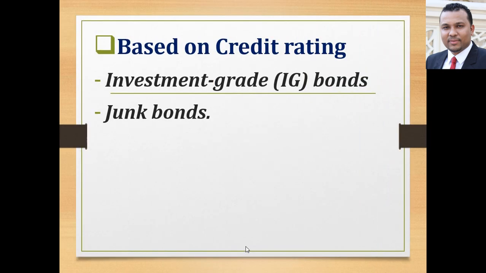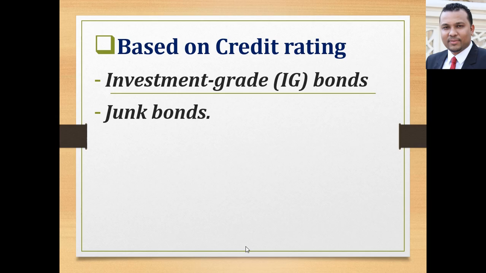The last category of international bonds is credit rating bonds. Mainly, we talk about two subcategories. Number one, IG bonds, IG is the abbreviation for investment grade bonds. Investment grade bonds, when we talk about the credit rating, minimum, medium, or high. High to medium quality credit rating.